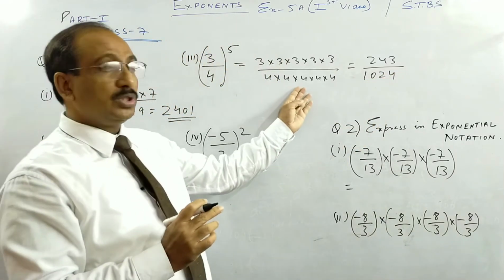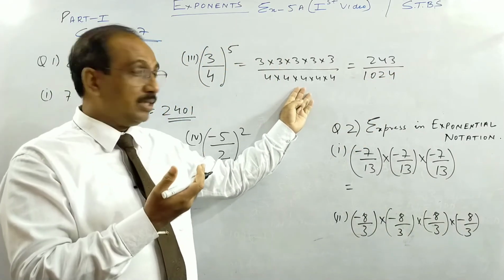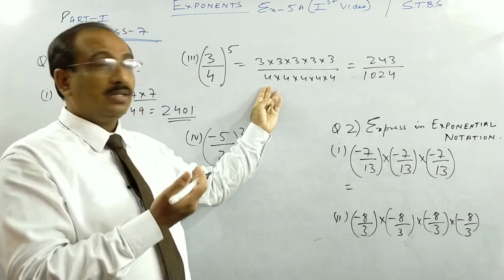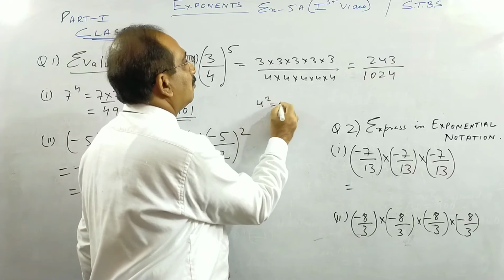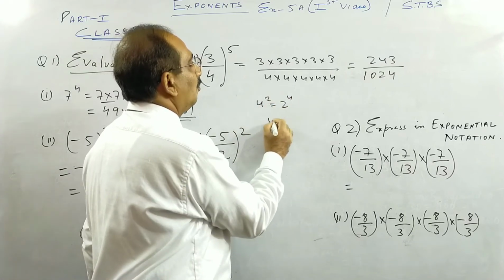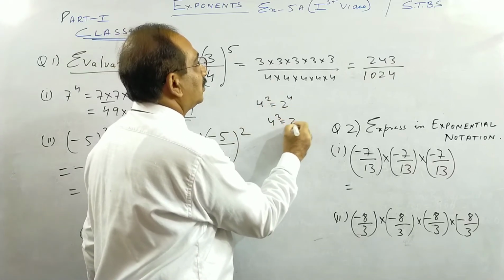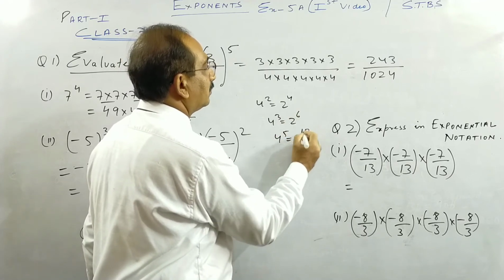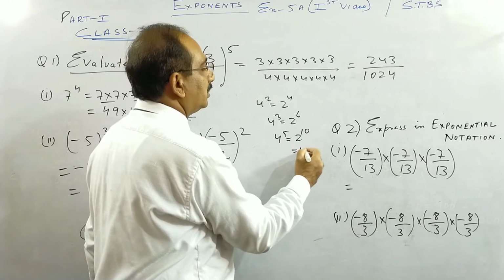And 2 to the power 10, if you remember, children, it is this. I told you what 4's power is. 2's power, you double it. 4 squared is 16, 2 to the power 4 is 16. So 4 squared is the same as 2 to the power 4. 4 to the power 3 is the same as 2 to the power 6. 4 to the power 5 is the same as 2 to the power 10, which is 1024.